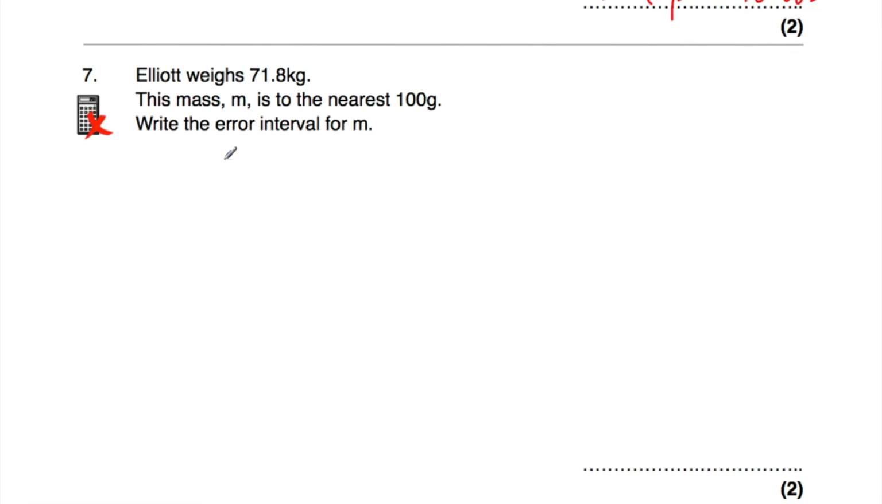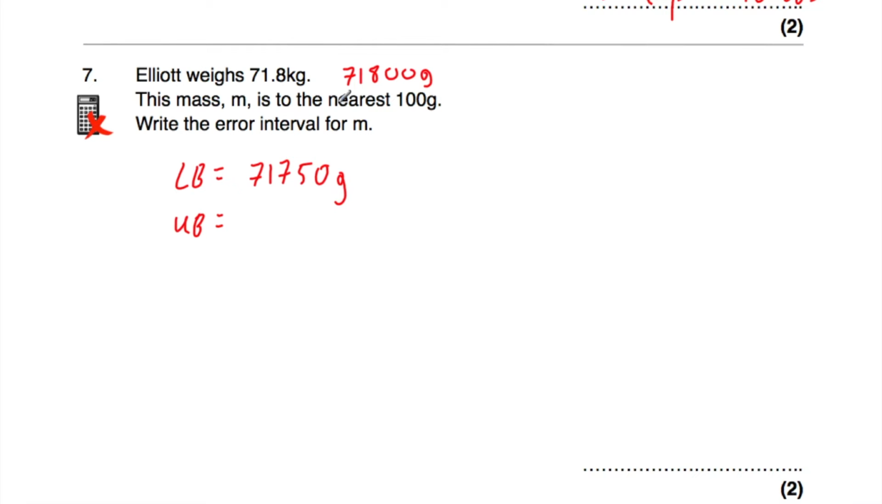First of all, if I change this into grams, there are 1,000 grams in a kilogram. So if we multiply this by 1,000, we would have 71,800 grams. So that's his mass in grams, and the mass is to the nearest 100 grams. So let's write down the lower bound and the upper bound. In terms of the lower bound, let's consider numbers that would round up to 71,800 to the nearest 100. The lowest possible number would be 71,750. That's the lowest possible mass that would round up to 71,800 grams to the nearest 100 grams.